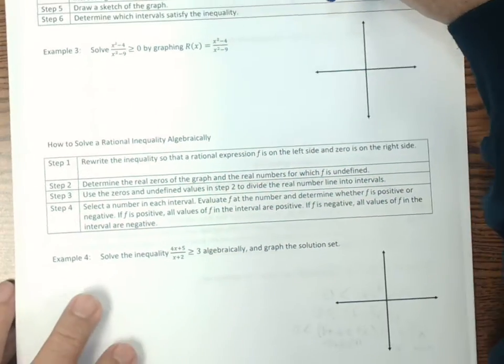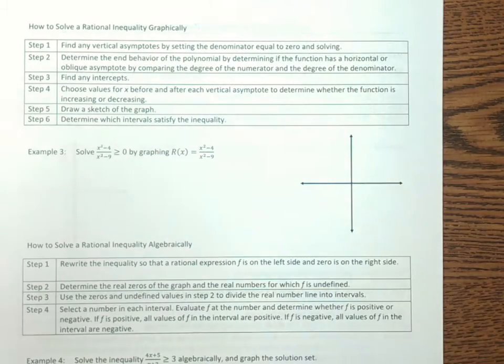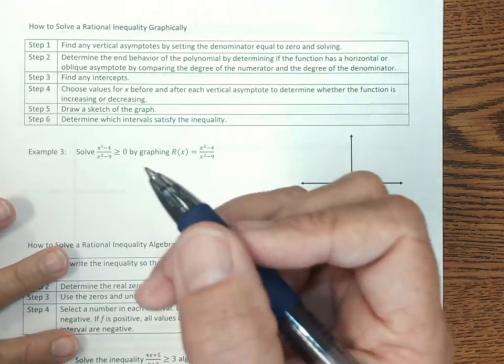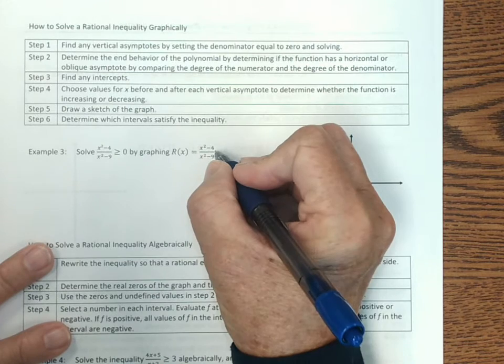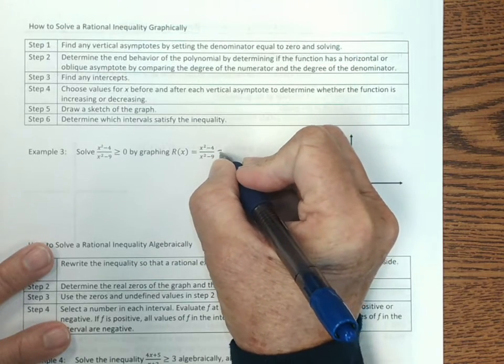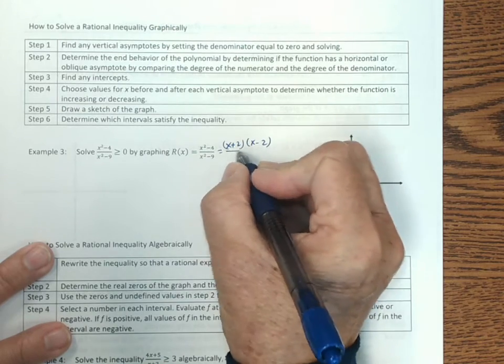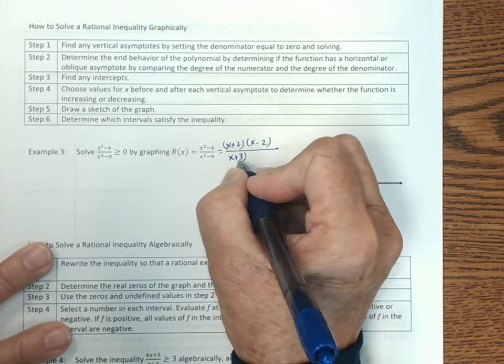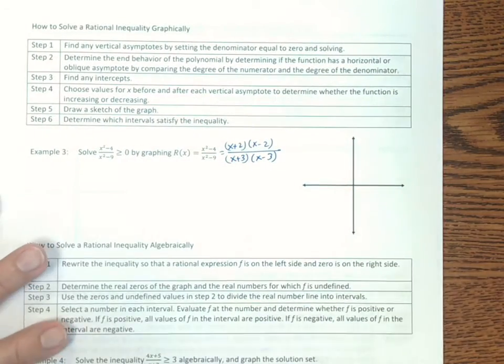Okay, looking at a rational. Same concept. You have to sketch it out. And sketching a rational takes a little bit more time. So first thing we want to do, find vertical asymptotes. So I've got to factor this. The numerator factors into x plus 2 times x minus 2. Denominator factors into x plus 3 and x minus 3. Okay, so we've got that.